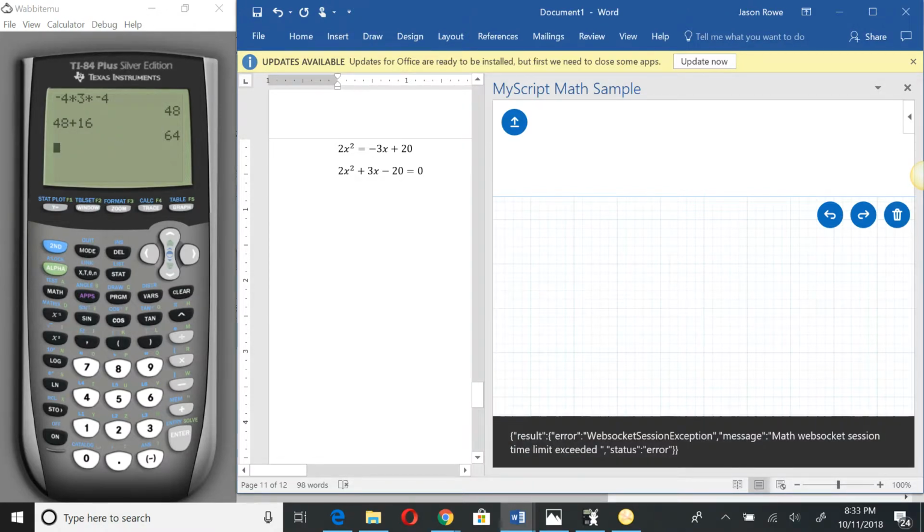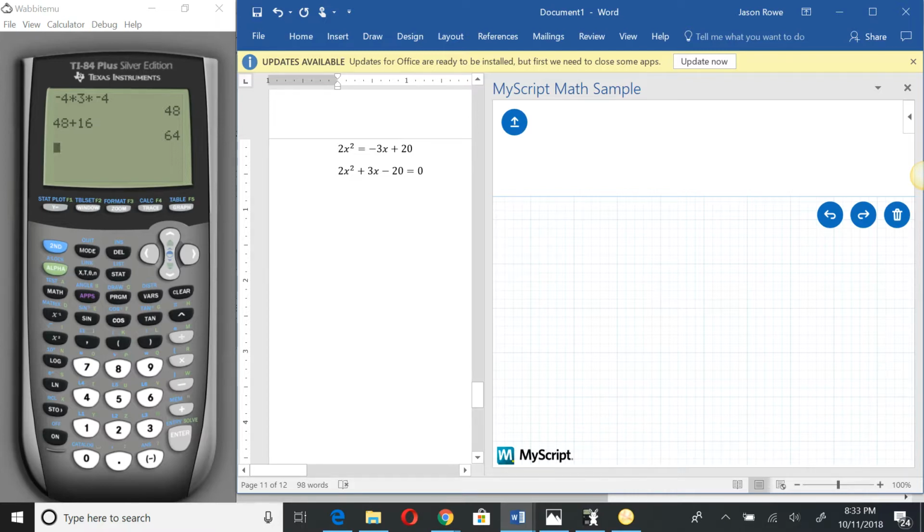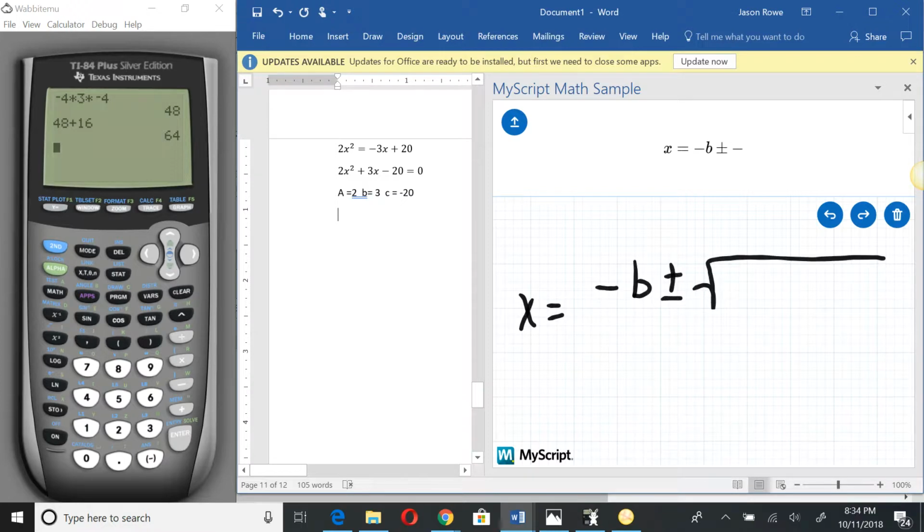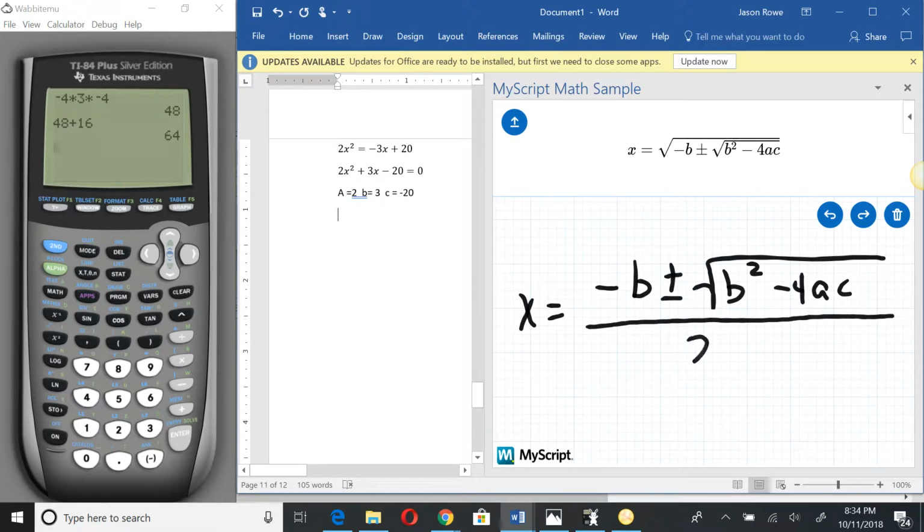All right, so again, we're looking for A, B, and C. A equals 2, B equals 3, C equals negative 20. So again, quadratic formula. I'm going to write it down every time, and you should too. X equals the opposite of B, plus or minus square root of B squared minus 4 times A times C, all divided by 2A.